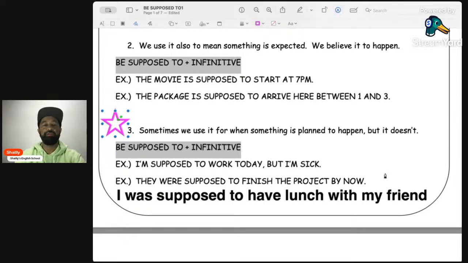So I'm supposed to work today, but I'm sick. All right. Second example, they were supposed to finish the project by now. So this means they didn't finish the project. So when you believe something is supposed to, or expected to happen, but then it doesn't happen, we can use be supposed to.